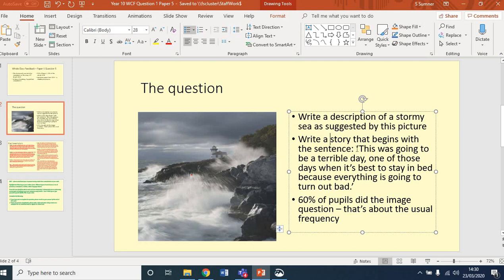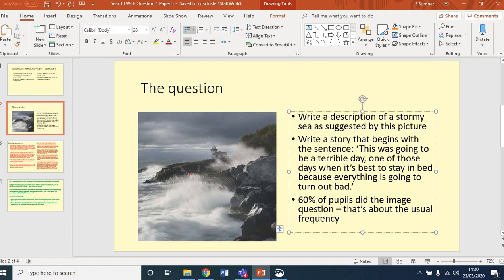The other one: write a story that begins with a sentence, "This is going to be a terrible day, one of those days when it's best to stay in bed because everything is going to turn out bad." Again, it begins with, isn't it? So the range of different areas you can go in that really does give you massive variety. And again, let's be innovative and interesting in the kind of work we did.